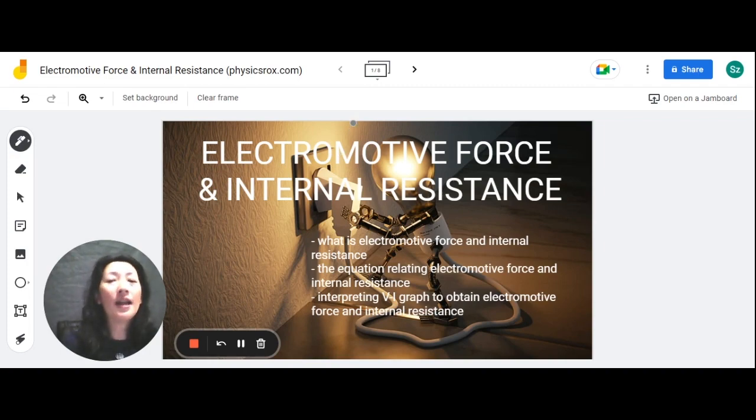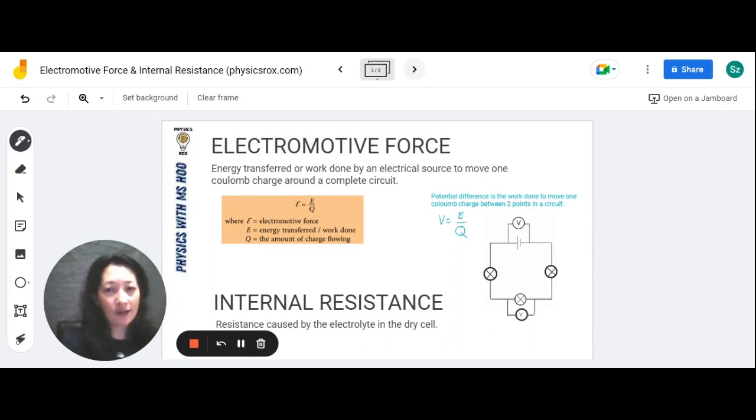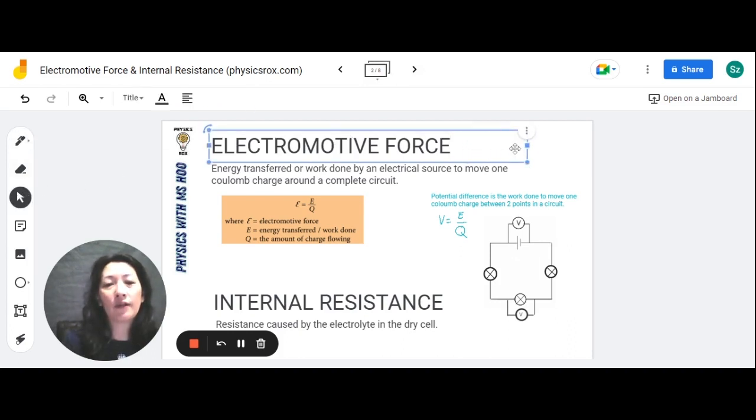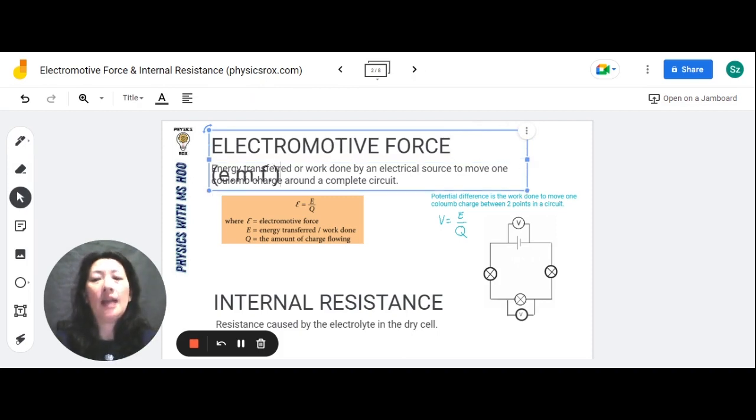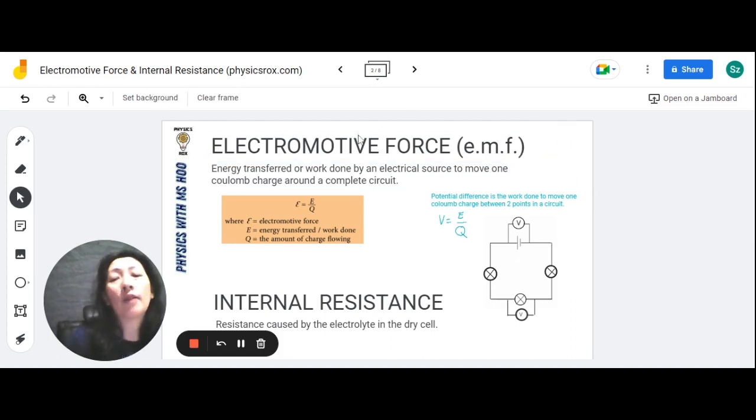Now, first of all, let's go through the definitions. So as written on this slide over here, as you can see, we have the definitions of both electromotive force and internal resistance. Let's start with the EMF first. EMF, which is short for electromotive force, is basically the energy transferred or work done by an electrical source to move 1 coulomb charge around a complete circuit.